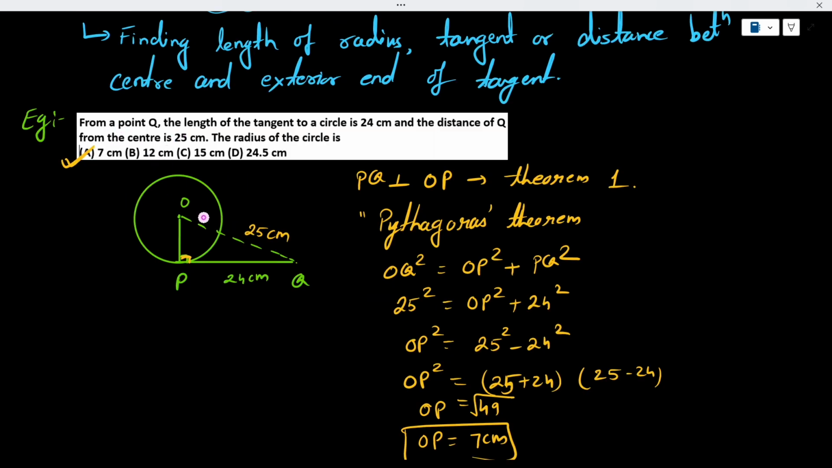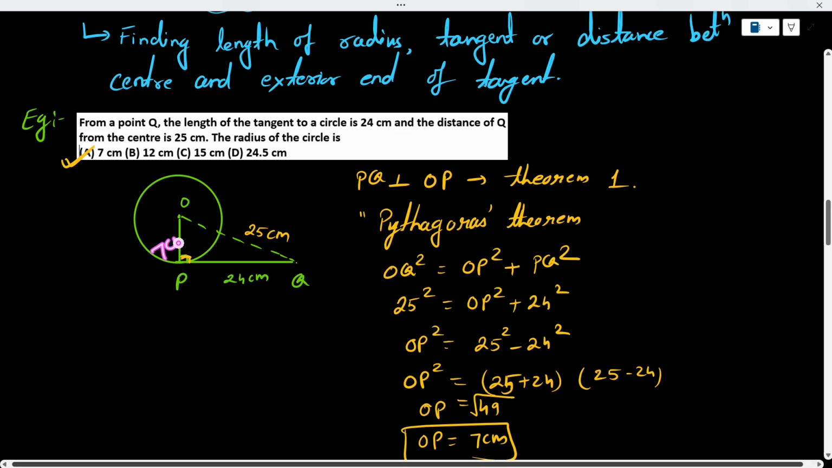So this is one of the questions. From point P, the length of the tangent to a circle is 24. You can see that the length PQ, the tangent length, is given as 24 centimeters, and the distance of Q from the center is given as 25. Now you can use the theorem that the tangent is always perpendicular to the radius at the point of contact, which is P. Now this is a right triangle, because the tangent is perpendicular to the radius, so you can take OQ square equals OP square plus PQ square. Using Pythagoras theorem, the radius is 7 centimeters.